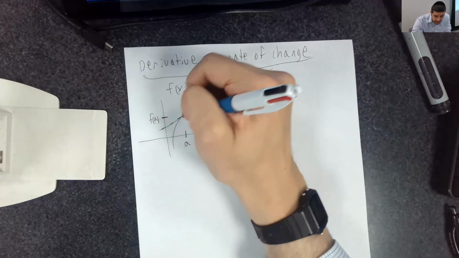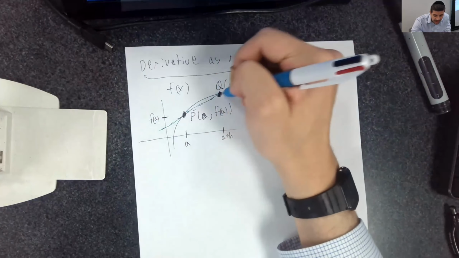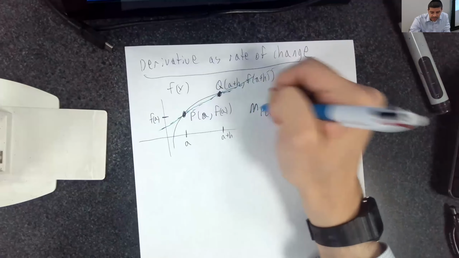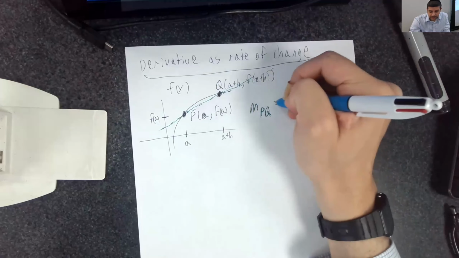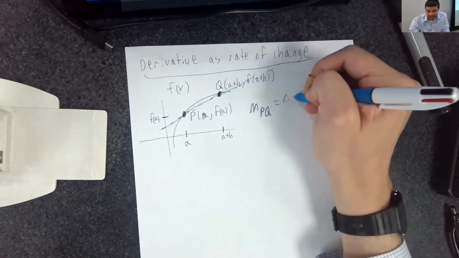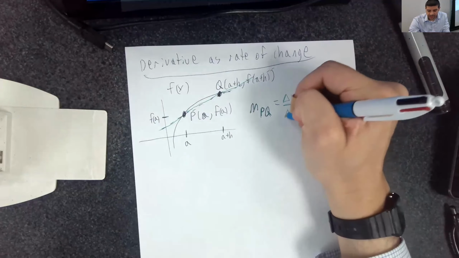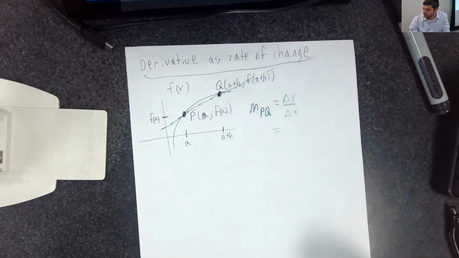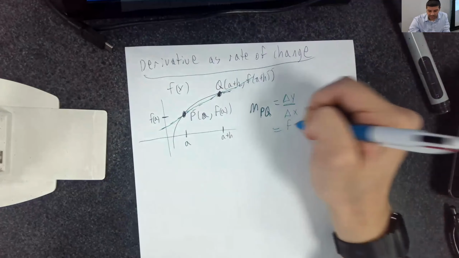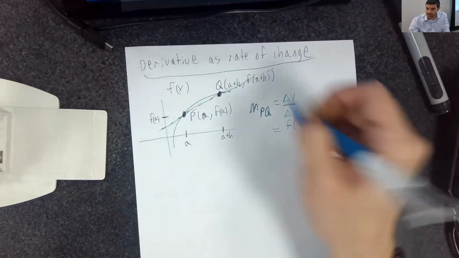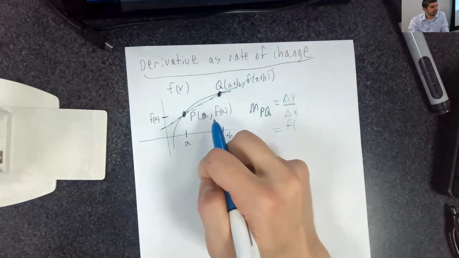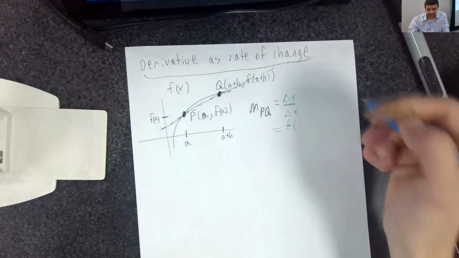Should I make it in green? Maybe let's make it in green. Let's color code this line with green. So I'll make the secant slope green. Okay, change in y over change in x. Right, so it's, if I do change in y and change in x for these 2 points, f of a plus h minus f of a.